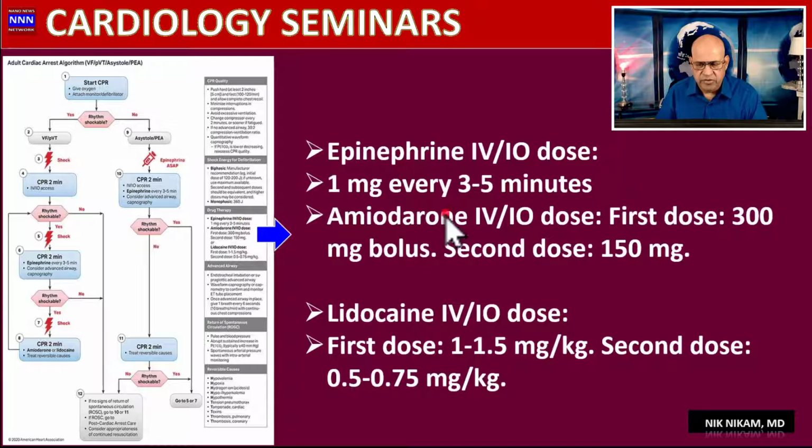access. Amiodarone, your first loading dose is a 300 milligram bolus. The second one is a 150 milligram dose. Remember these doses. Those are all going to be your answers to questions on your written exam. Lidocaine is 1 to 1.5 milligram per kg. The second dose is approximately half of the loading dose.